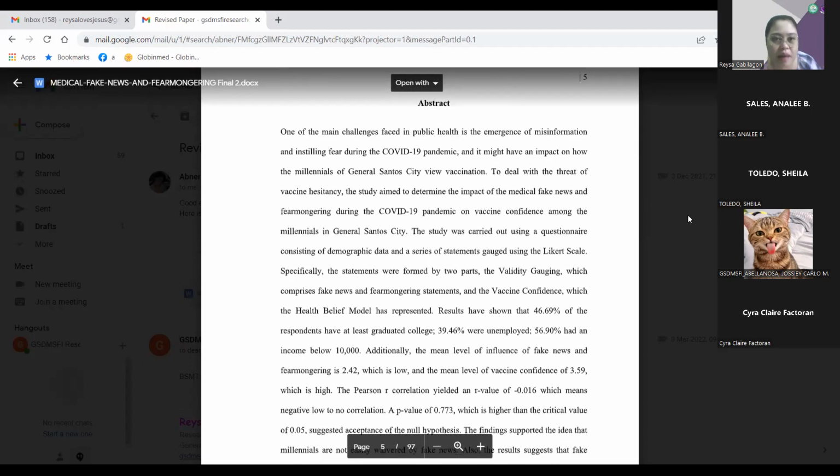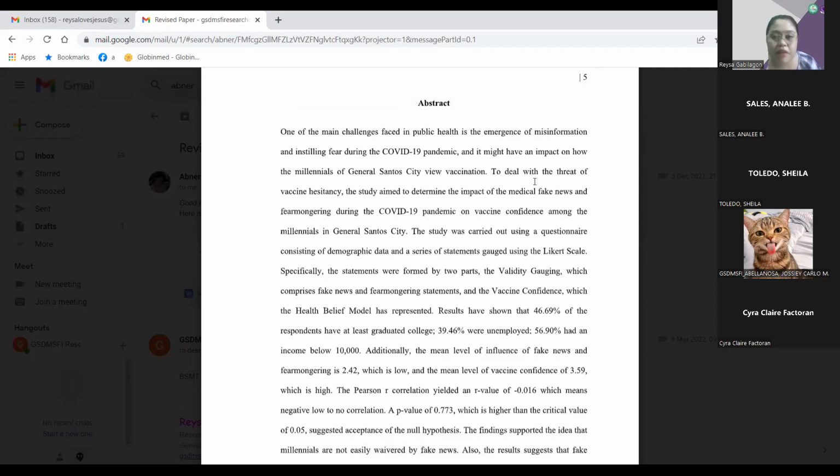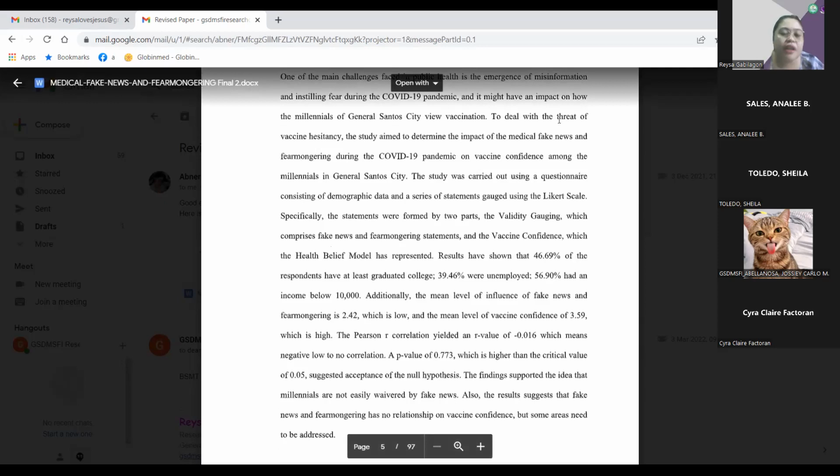Now, anong dapat ilagay sa abstract? Number one, you may provide a summary of the problem of your study. Kagaya ng ginawa nila. The first statement here, hindi ko siya ma-highlight kasi hindi ko ito dinownload. Again, the first sentence nila is actually talking about the problem of the study. And then after that will be the objective of your study, the main one. Kaya kung titingnan ninyo, the second statement nila here is, ito, the study aimed to determine the impact of the medical fake news.